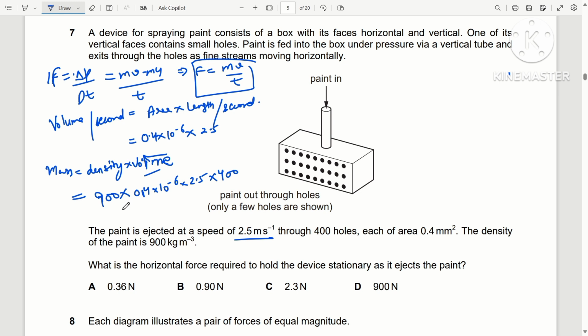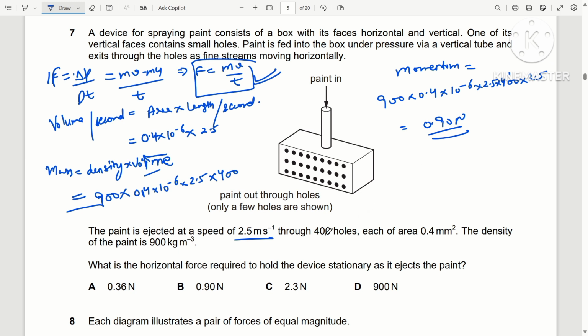And now, substituting this value in the momentum equation, the force required will be this mass, that is 900 into 0.4 into 10 raised to power minus 6 into 400 into 2.5. So it will come out to be 0.90 Newton. So this option is correct, Option B.